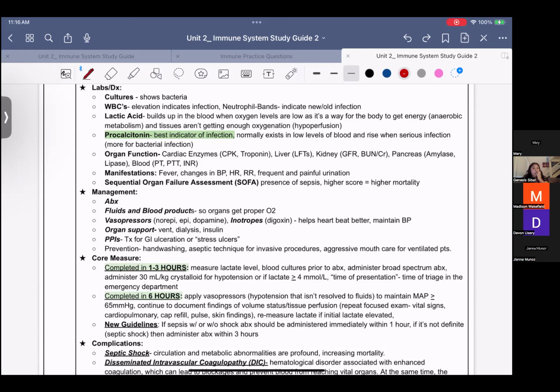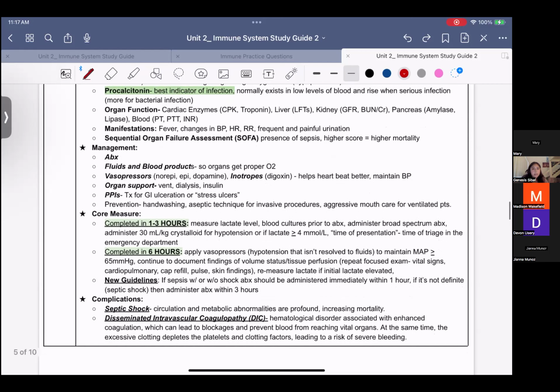I would think about it like it builds up in those muscles, just like when you're working out, it builds up in those muscles and comes out, right? So lactic acid should be high there. With procalcitonin, it's a better indicator of infection. So she might ask that, because those two things you should kind of already start knowing. Normally they exist in low levels in the blood and rise with serious infection, and usually this indicates more of a bacterial infection for procalcitonin, but it is the best indicator.